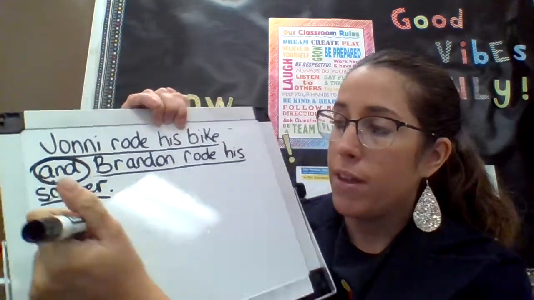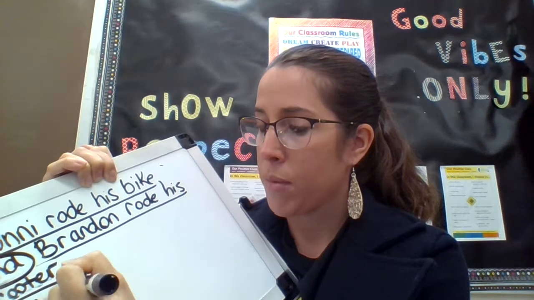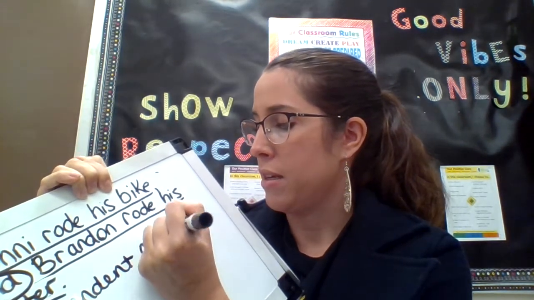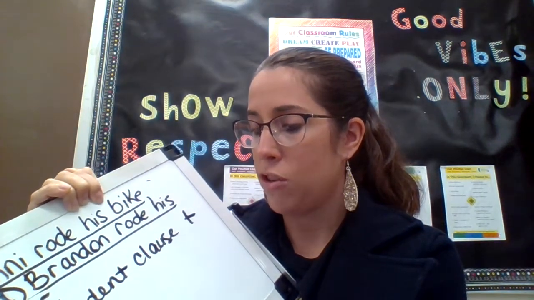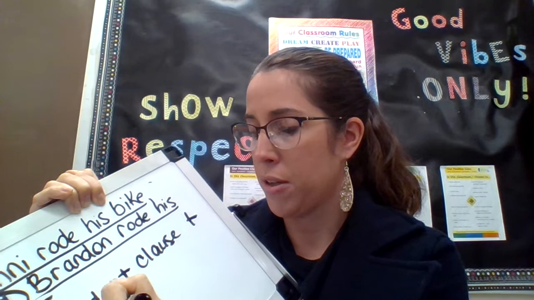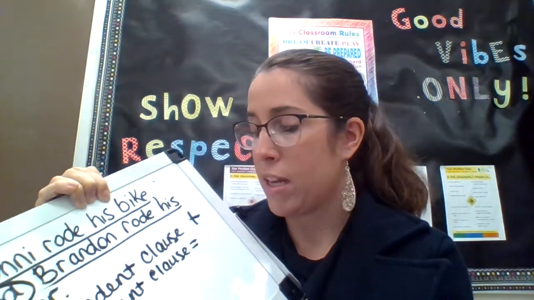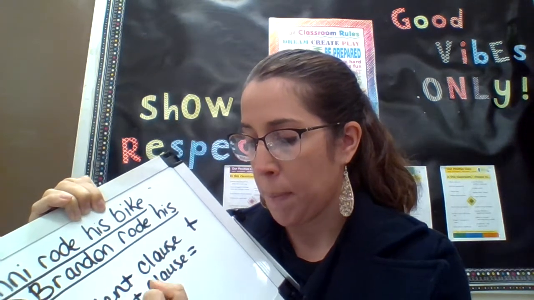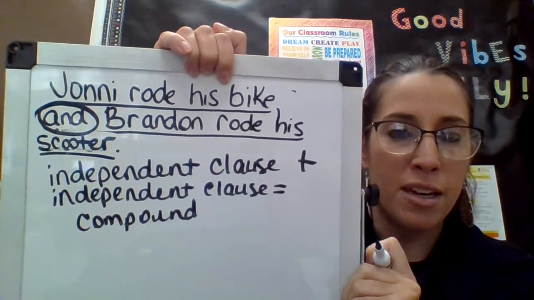When you have one independent clause plus another independent clause joined by a conjunction, and I'm going to write kind of quickly here, we call that a compound sentence. So one independent clause plus one independent clause makes it compound.